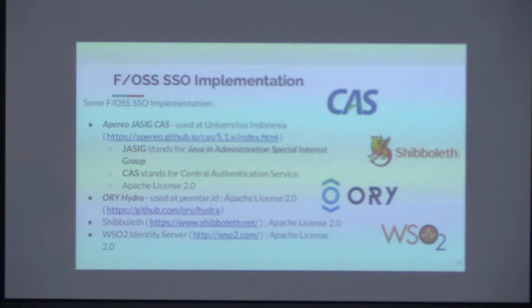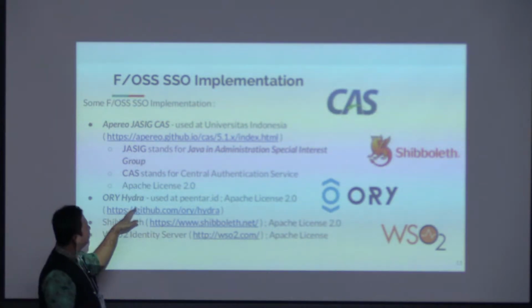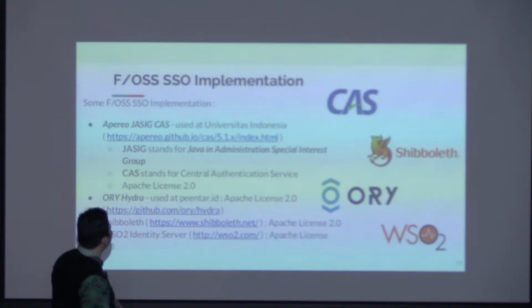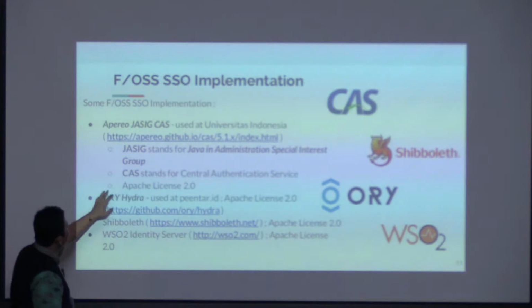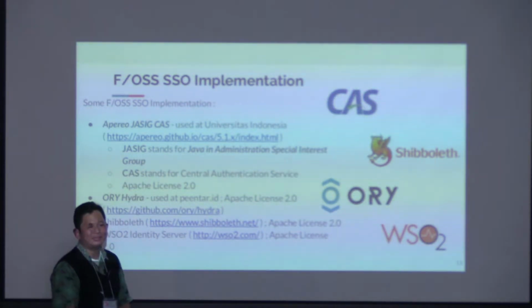These are some free and open source SSO implementations. I have tried two of these four. The first one is Apereo CAS, or the Jasig, it's not Jasig, but JA-SIG, the Java Special Interest Group. This group is from Yale University. They are the initiator, and they also made the protocol called CAS, Central Authentication Service.